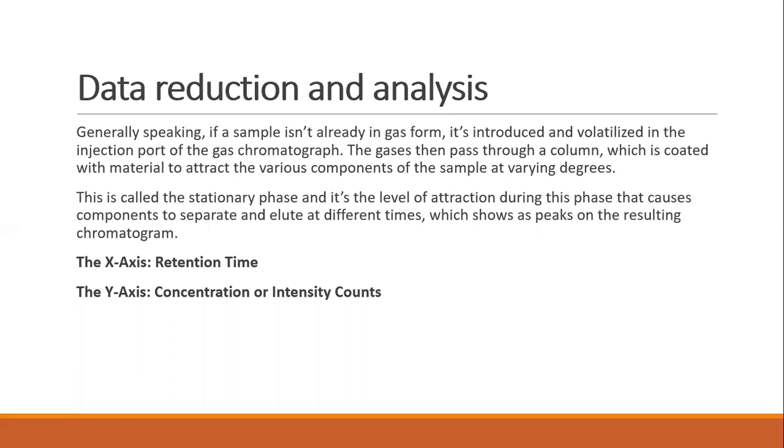Basically, there are two axes, the x-axis called retention time and the y-axis called concentration or intensity counts. The x-axis and y-axis in combined form are called qualitative analysis. Generally, chromatographic data is presented as a graph of detector response on the y-axis against retention time on the x-axis, which is called a chromatogram.